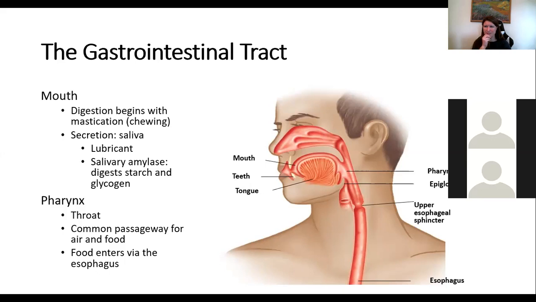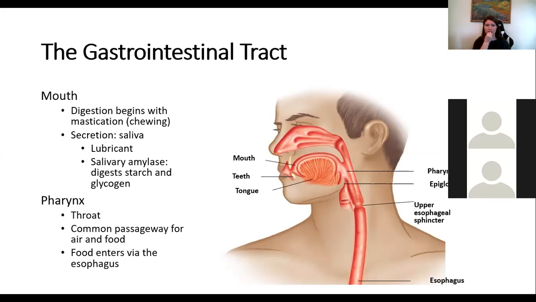That's why sometimes you'll eat a cracker. If you let it sit under your tongue or on your tongue, all of a sudden it'll start to taste sweeter and sweeter. That's the amylase working to start to break this down into glucose. And sometimes you can actually taste that sweetness.